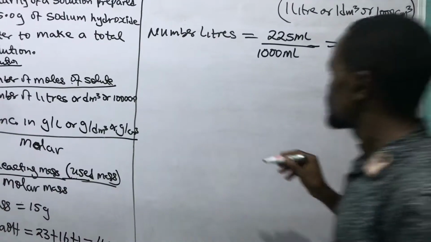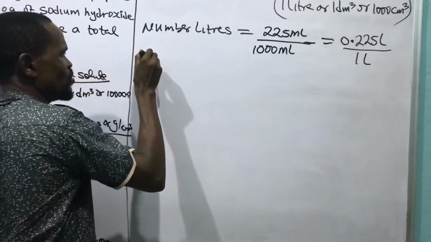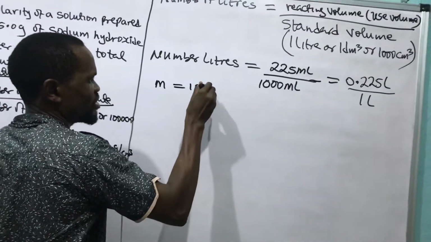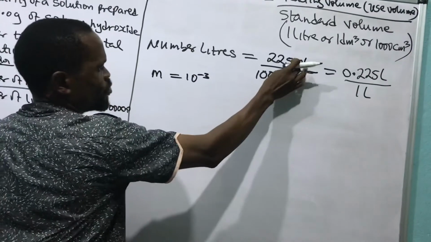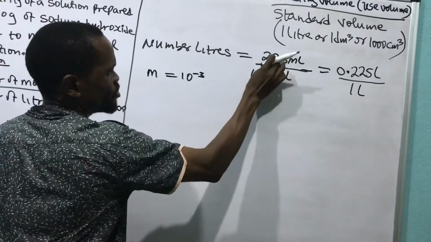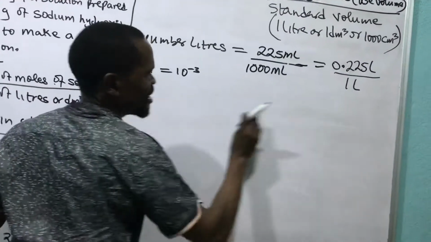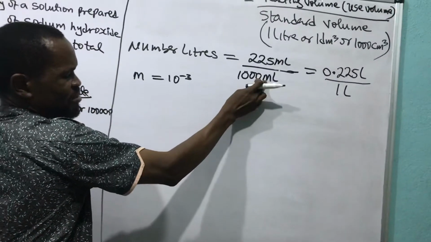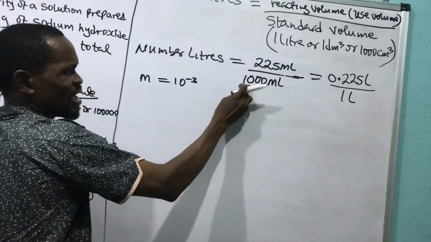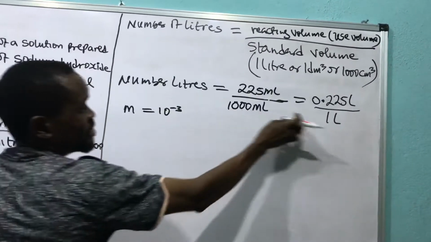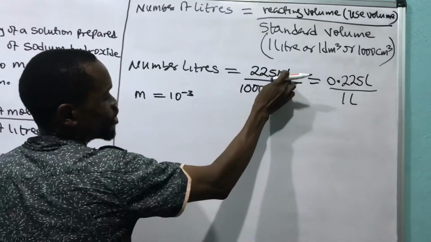Somebody will ask how. Milli stands for 10 raised to the power minus 3. So if you change this, put 10 raised to the power minus 3 times 225, it will give you this in liters. Then divide by 1 liter. The same thing as this. This milli is 10 raised to the power minus 3, times 1000 will give me 1 liter. So that's why I put it this way. Or you can convert this to liters and divide.